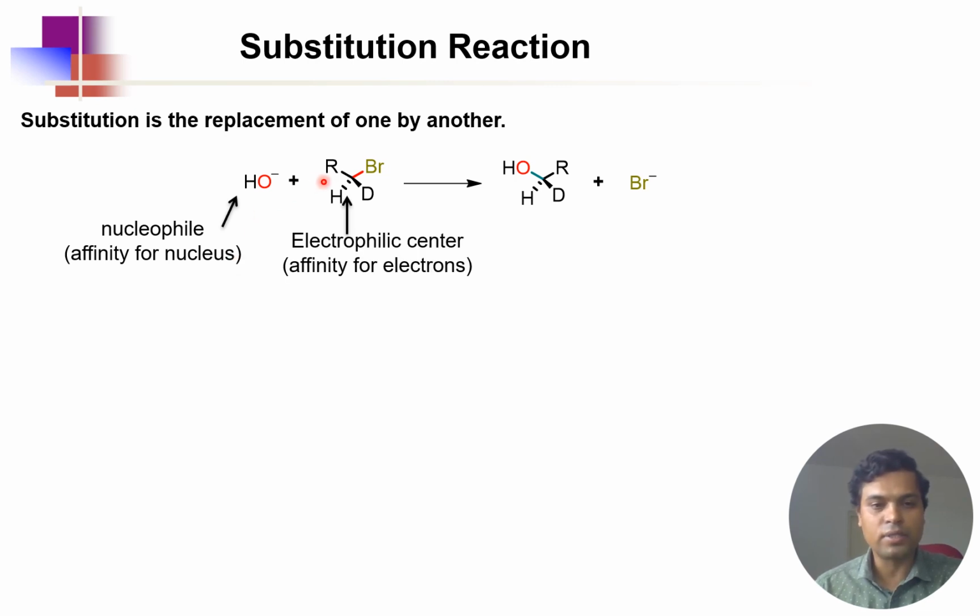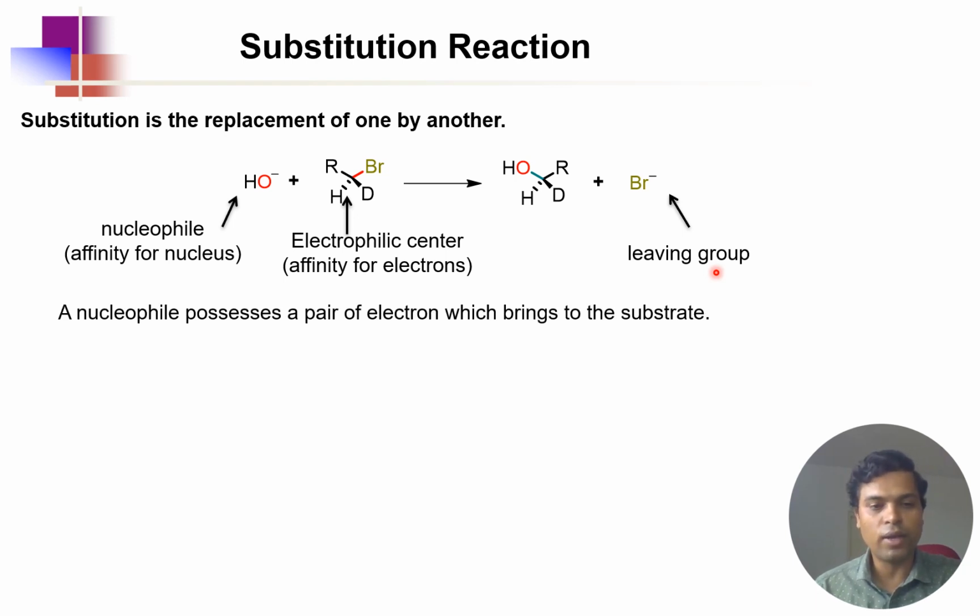Then we have this carbon which is called the electrophilic center, which, in other words, we can also say has affinity towards electrons because the nucleophile has electrons. And then we have a leaving group that leaves the molecule. So these are the three important terminologies we should know for the nucleophilic substitution reaction.